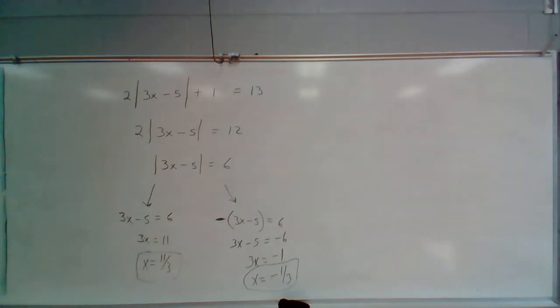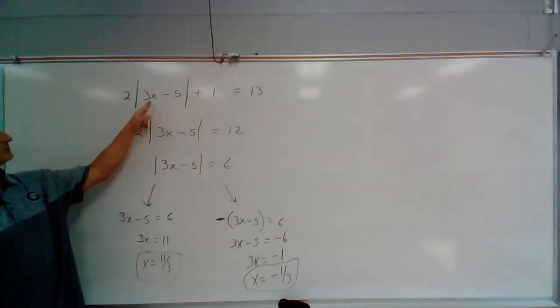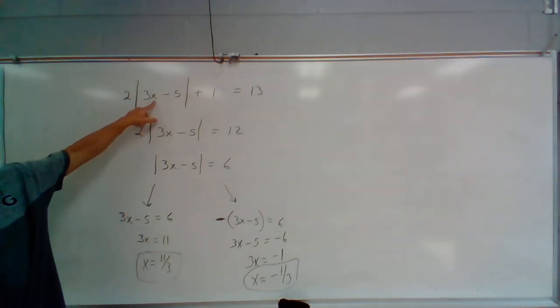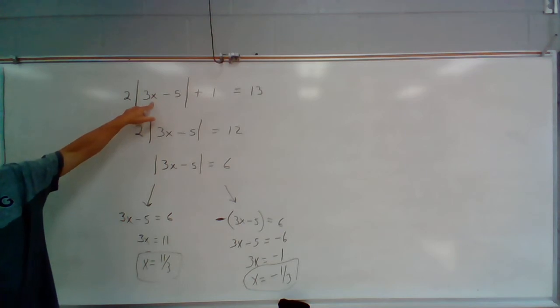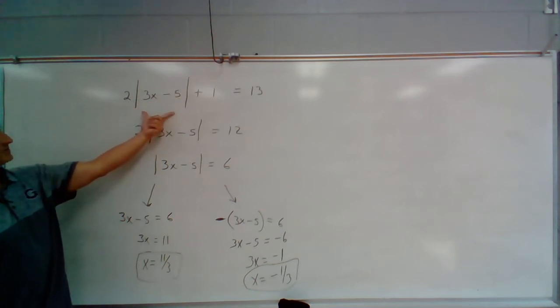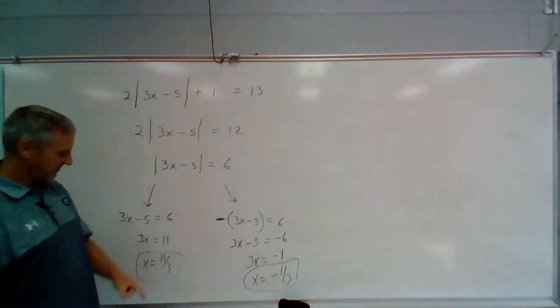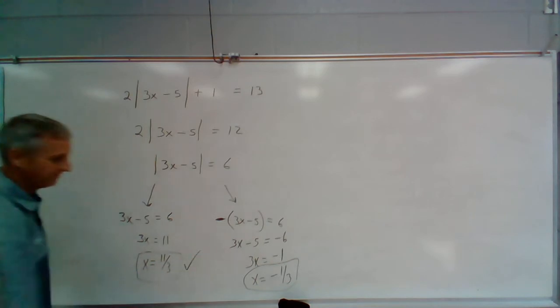Let's check and make sure those actually work. So I'm going to plug 11 over 3 into this equation. 3 times 11 divided by 3 is just 11. 11 minus 5 is 6. Absolute value of 6 is 6. 2 times 6 is 12. 12 plus 1 is 13. So that one is good.